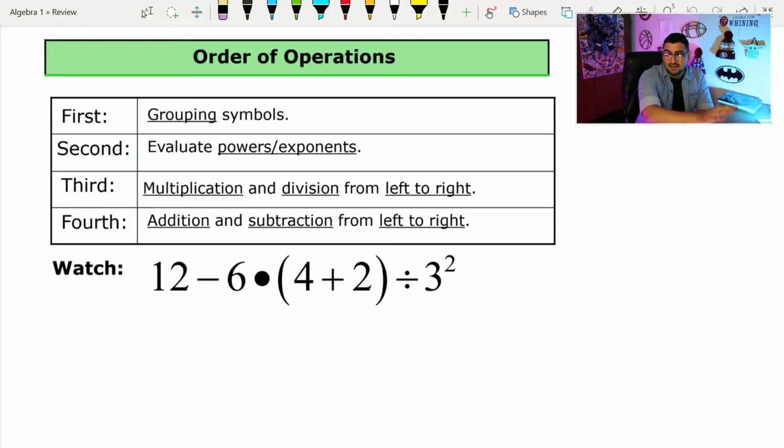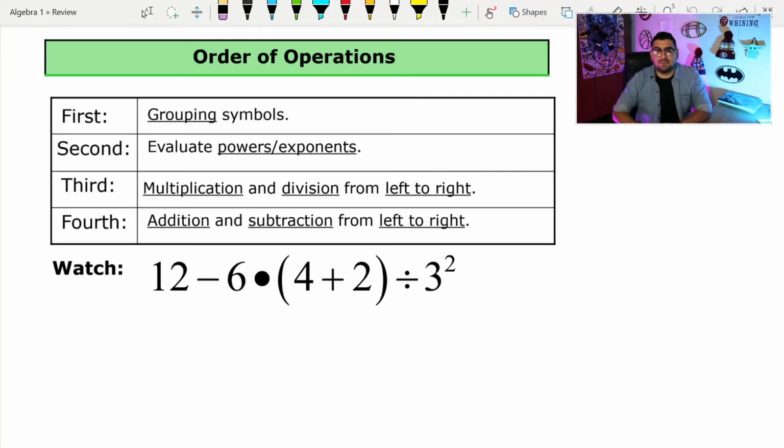Today we're going to be talking about order of operations. So what is order of operations? Order of operations is basically the order you're supposed to follow whenever you have an expression and you have to calculate it. Some of you might know it as PEMDAS, but I'm going to show you a slightly different way that breaks it down to 4 steps. So let's get started.